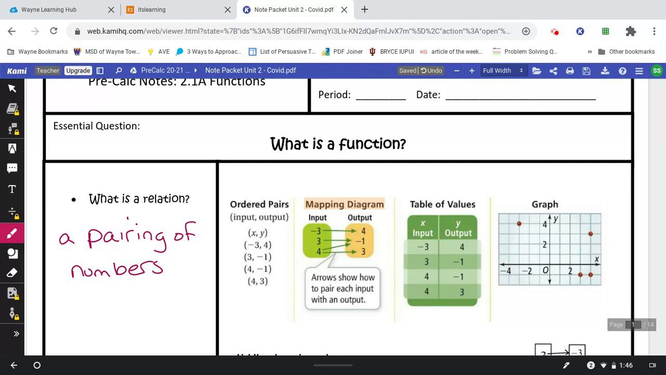Ordered pairs is just when you have the x and the y. So the x comes first, the y comes second. Those are your ordered pairs. Next, you have a mapping. This is just the arrows being drawn to link one x value to the other y value. Then you have a table of values. Same thing, x and y. And then finally, you have a graph. So those are the 4 ways that we express relations.